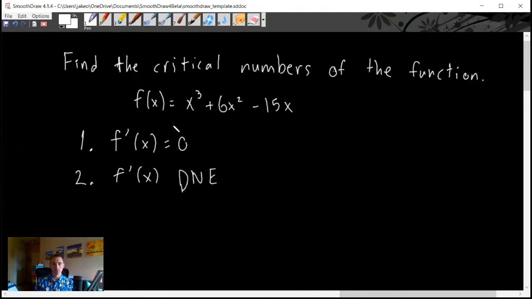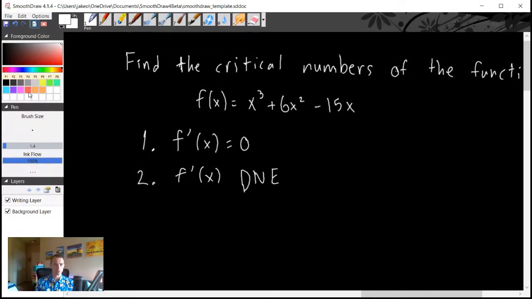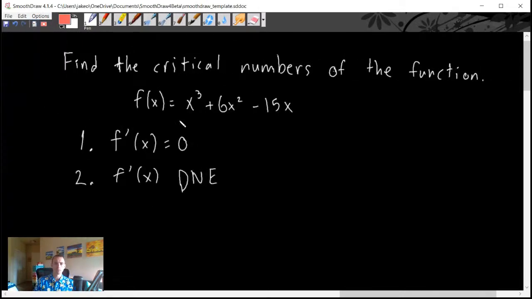So the first step when you're trying to find the critical numbers of a function, it's always going to follow the same process. The first step is always going to be find the derivative. Obviously, both of these conditions require us knowing something about the derivative of the function. So you're always going to start by finding the derivative. So let's go ahead and do that first.